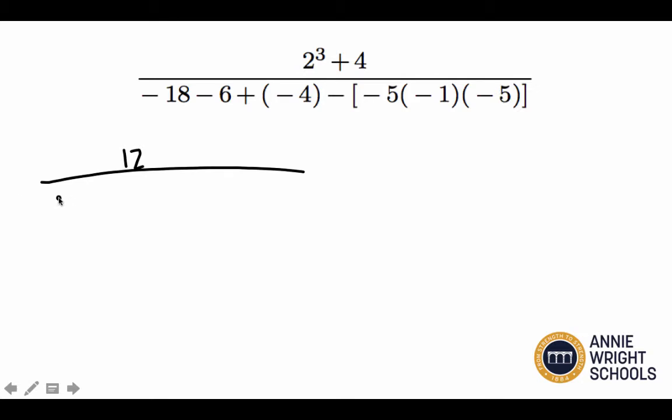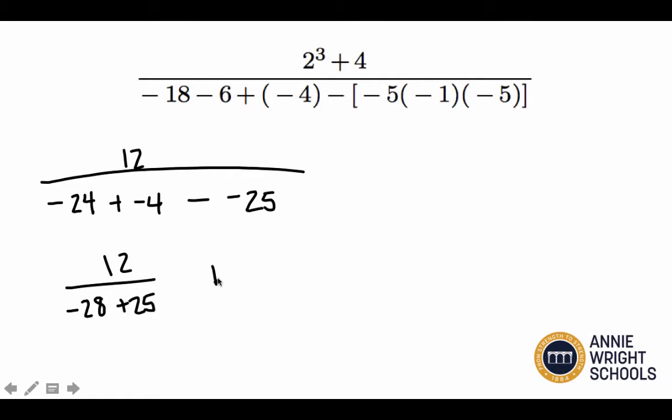So here, let's see, I get negative 24 plus negative 4 minus negative 25. So that ends up being 12 divided by negative 28 plus 25. That ends up being 12 over negative 3, which is negative 4, my final answer. If you got negative 4, then you did it correctly.